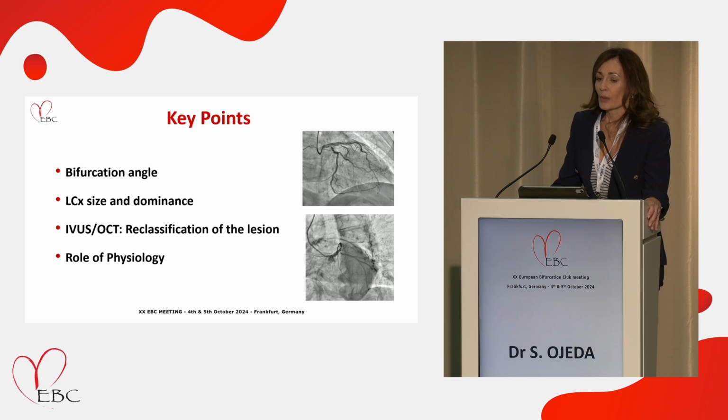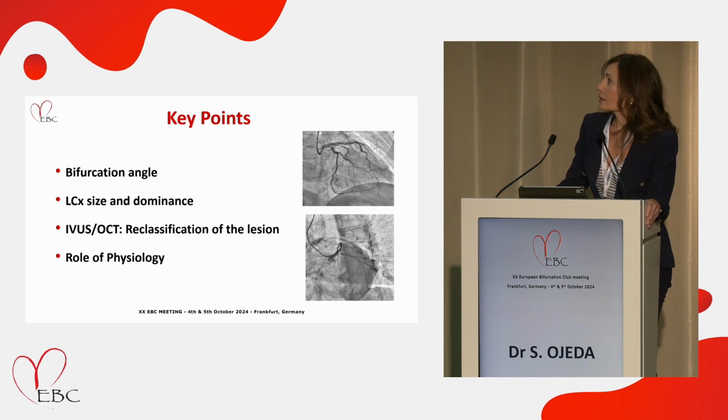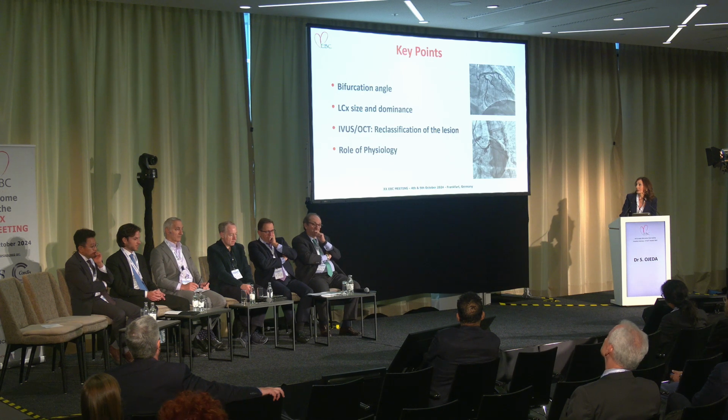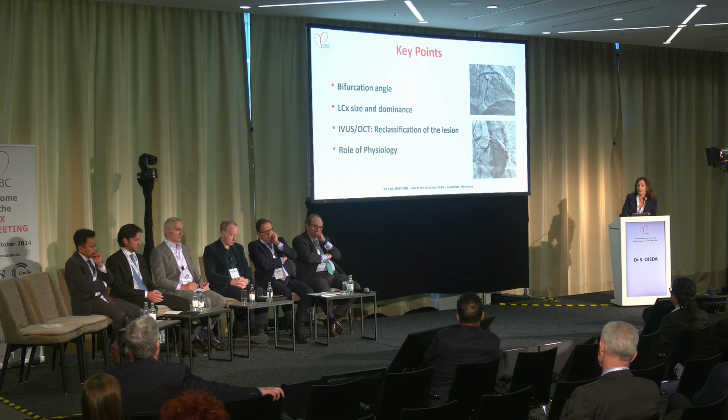There are several key points to keep in mind when dealing with this type of bifurcation. Bifurcation angle is very important. It's important to assess the type of angle, the circ size, and the dominance. Another point to consider is the intracoronary imaging techniques, because IVUS and OCT can reclassify the lesions. Really, as previously commented, pure 001 lesions are very, very infrequent.